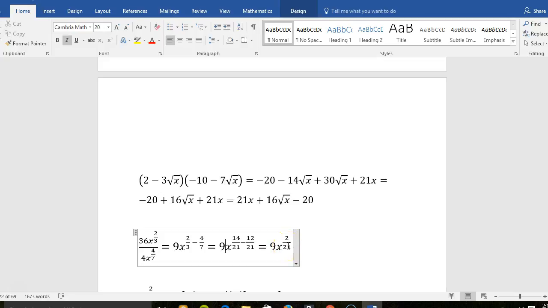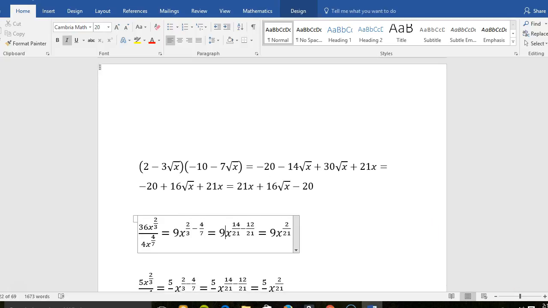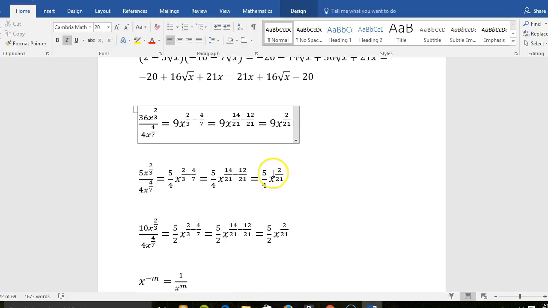And you can put this in radical form, but I won't bother doing that just yet. I just want to do the exponent rules right now. So let's move on down. Now here 5 and 4, they won't reduce. So that's just 5/4, the 4 on the bottom, the 5 up top. And then you do 2/3 minus 4/7 and you get 2 over 21, just like you did before.